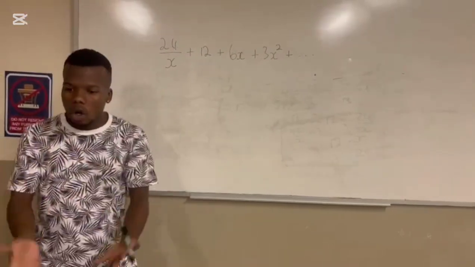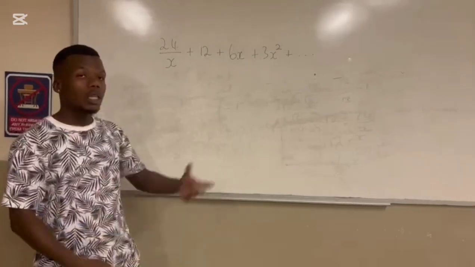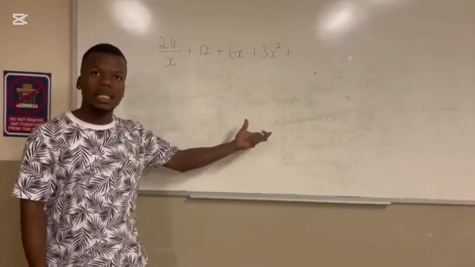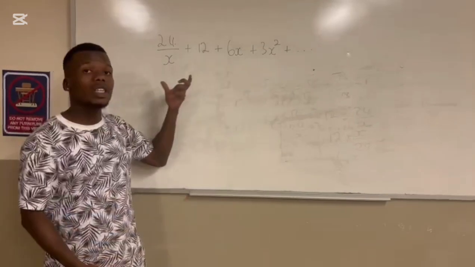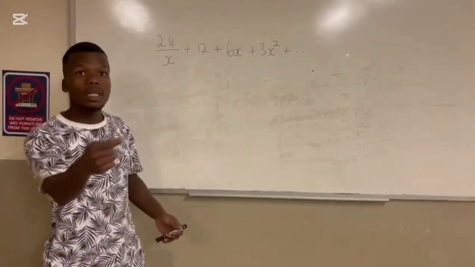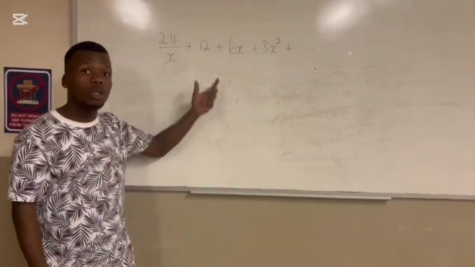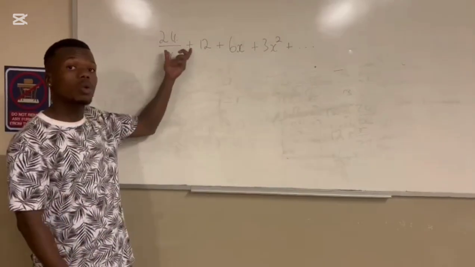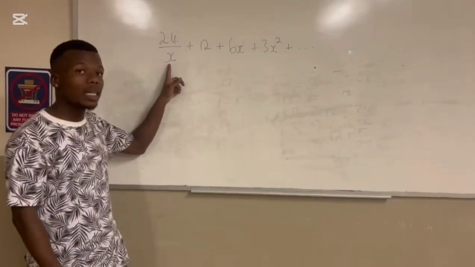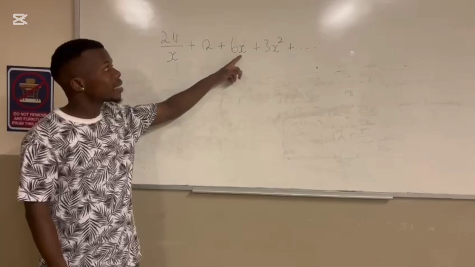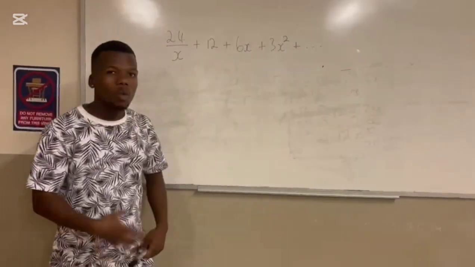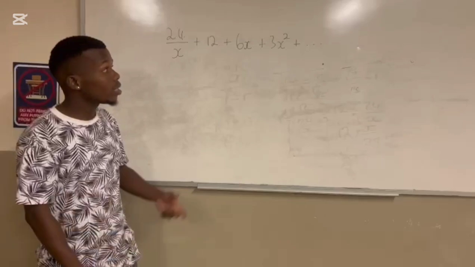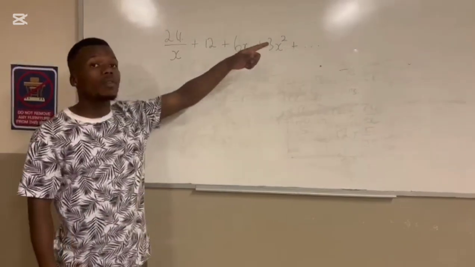So today's content is focusing on a geometric series, meaning today we are going to solve questions based on a geometric series. The geometric series that I'm given on the board, of which the first term is 24 over x, plus 12, plus 6x, plus 3x squared, plus up until where it ends. We can see that my series is in terms of x.